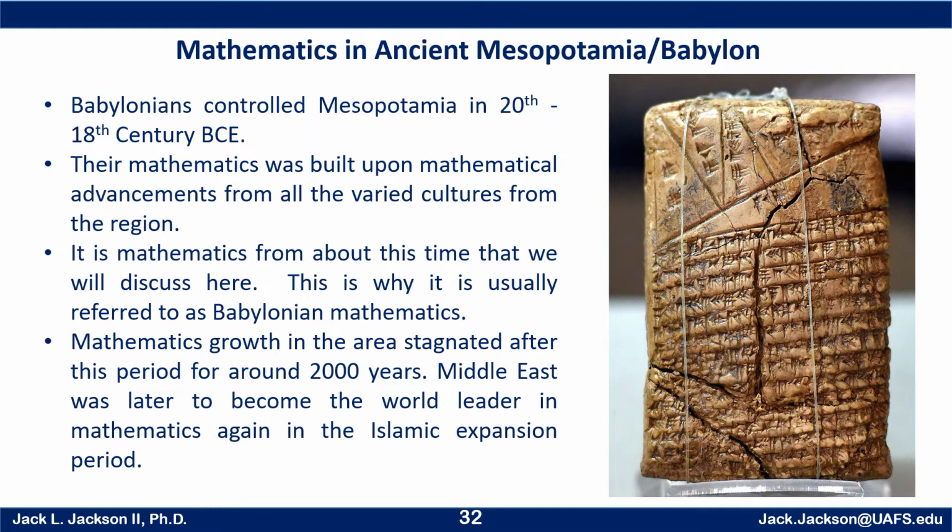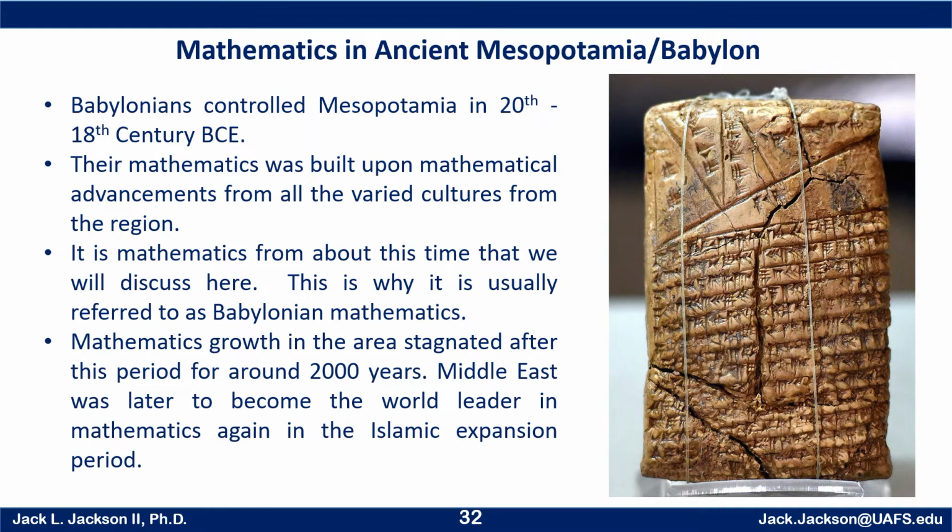The Babylonians controlled Mesopotamia in the 20th to the 18th century BCE, and their mathematics was built upon the mathematical advancements from all the varied cultures from the region. So even though we typically call it Babylonian mathematics and Babylonian numerals and so forth, that's really a disservice to the other cultures of the area, because all of those cultures actually contributed to the growth of the mathematics.